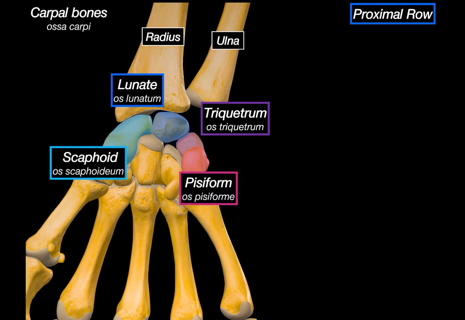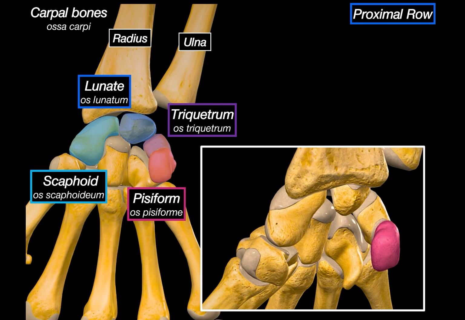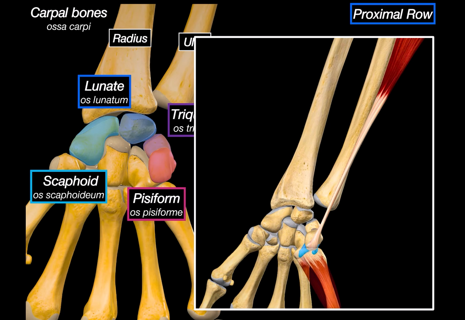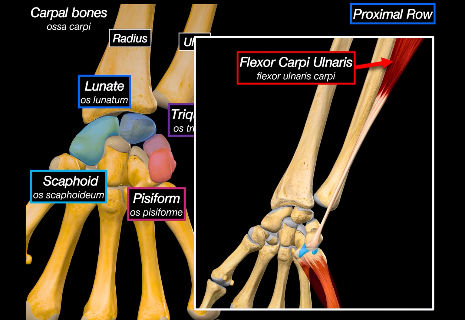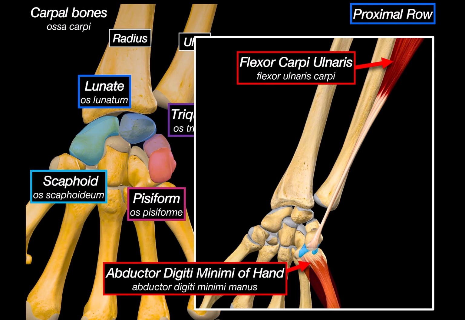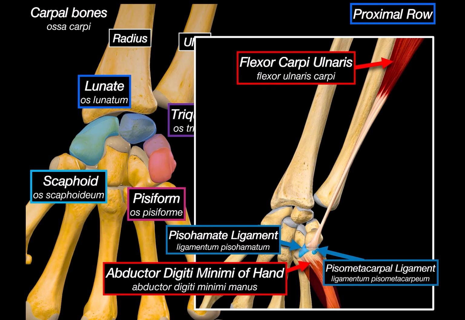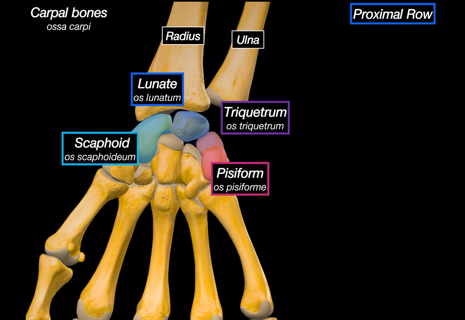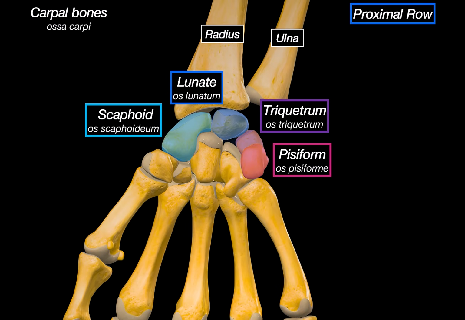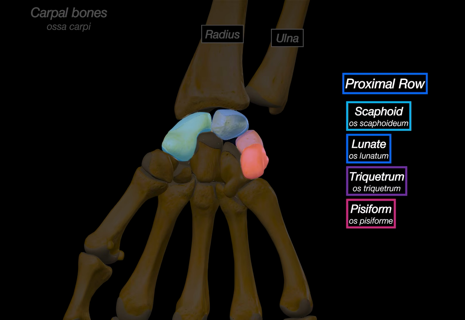And finally, we've got the pisiform. This one is so interesting. It's a small P-shaped sesamoid bone that sits on top of the triquetrum on the anterior side, and it serves as an anchor as well. The pisiform is where the flexor carpi ulnaris tendon inserts. It also serves as the origin point for the abductor digiti minimi. In addition to this, there are 2 ligaments that attach here as well. It's the pisohamate ligament and the pisometacarpal ligament. Ligaments and joints will be covered in the next video. But that was the 4 bones of the proximal row: scaphoid, lunate, triquetrum, and pisiform.